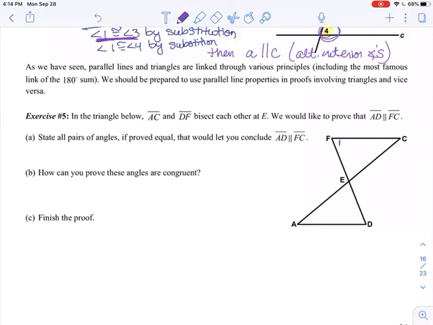So I'm going to number my picture with some numbers here. I'm going to call this 1. I'm going to call this 2. I'm going to call this 3. I'm going to call this 4. I'm going to call this 5. And this 6. I got one more.